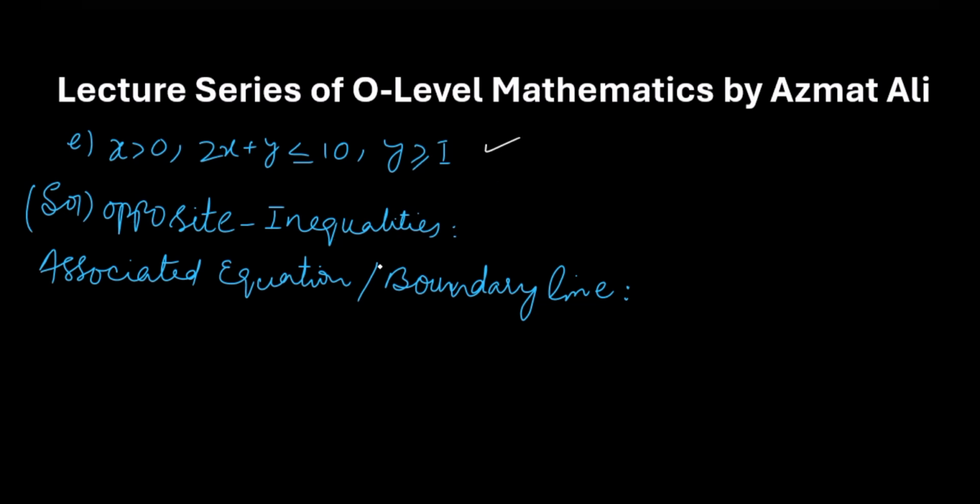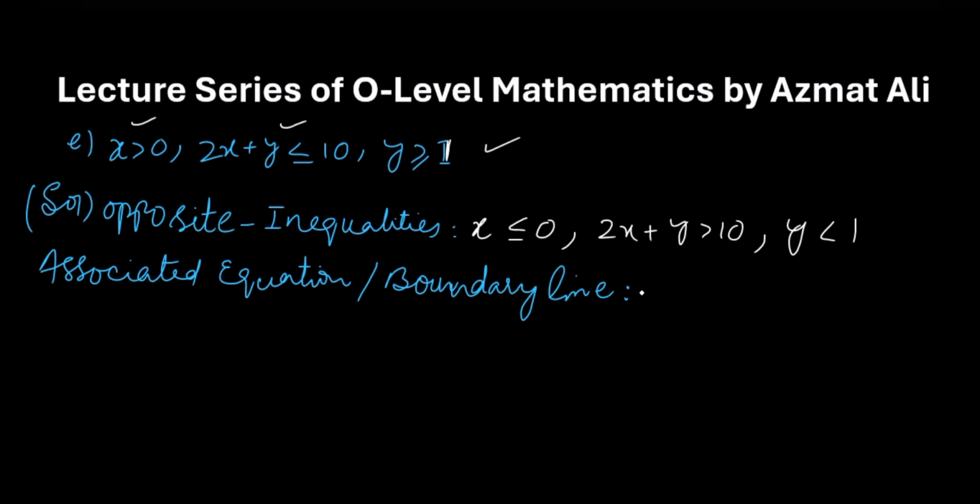Firstly, we find the opposite inequalities. The opposite inequality to inequality 1, x greater than 0, is x less than or equal to 0. The inequality opposite to this is 2x plus y greater than 10. And the last one, the inequality opposite to y greater than or equal to 1, is y less than 1.